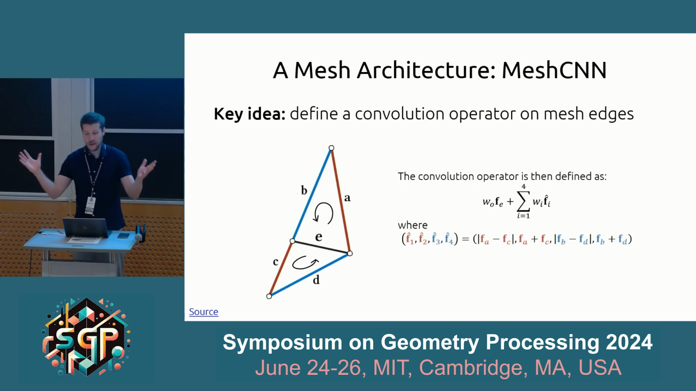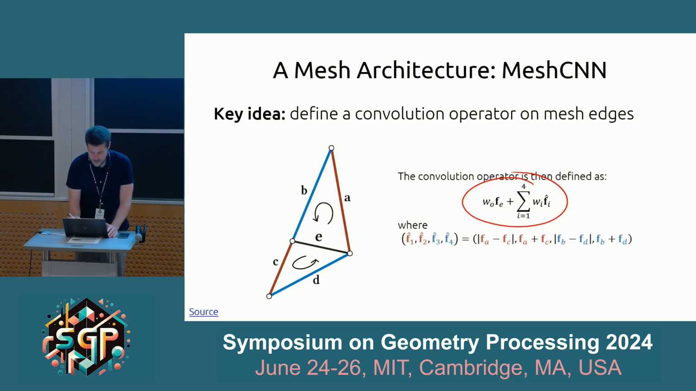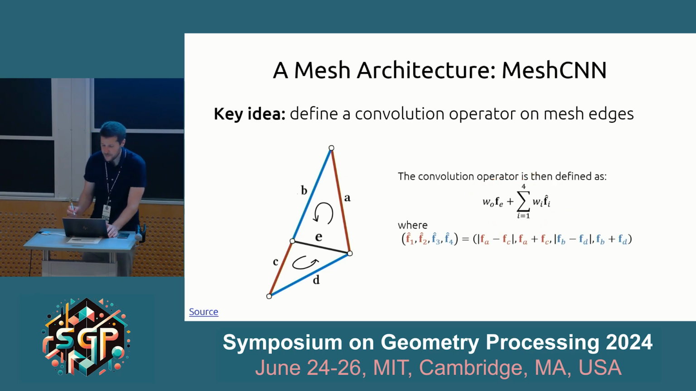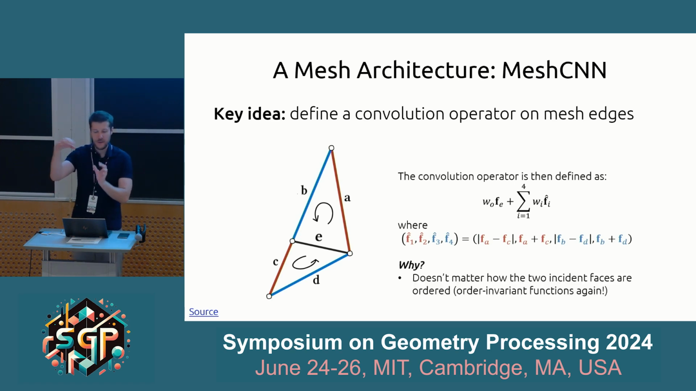And finally, we define our convolution operator. So what is this? Again, it's just a weighted sum of E's feature vector. But instead of taking a weighted sum of the feature vectors for A, B, C, and D, we actually first compute this vector, which is composed of all of these different sums and absolute differences of AC and BD's feature vectors, which is kind of a weird thing to do. But the reason they do it is that then it doesn't matter how the 2 incident faces of E are ordered. They did this, again, clever trick, just like PointNet did. These order invariant functions, these sums and absolute differences.